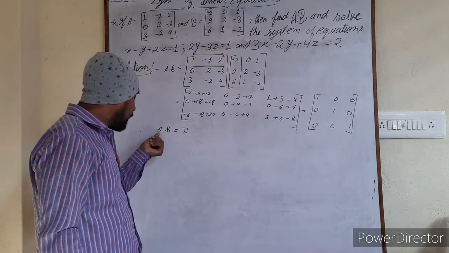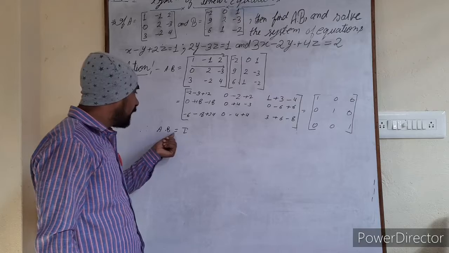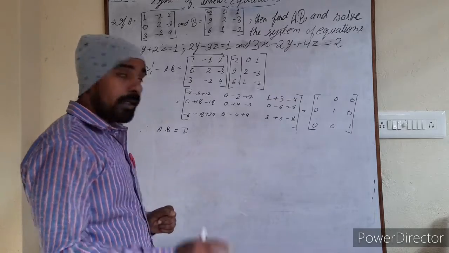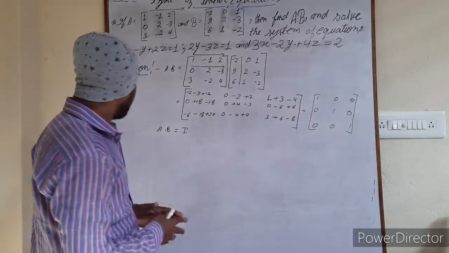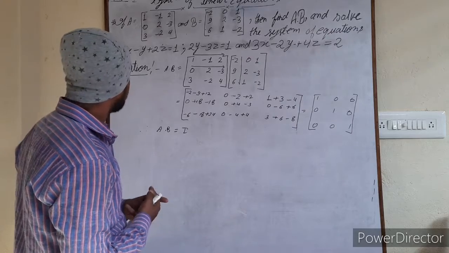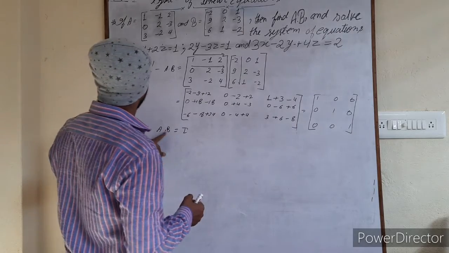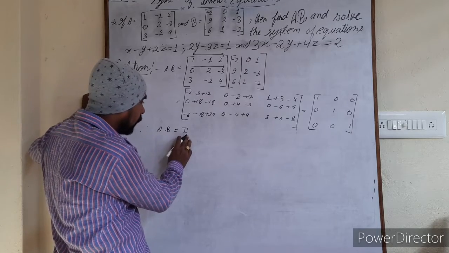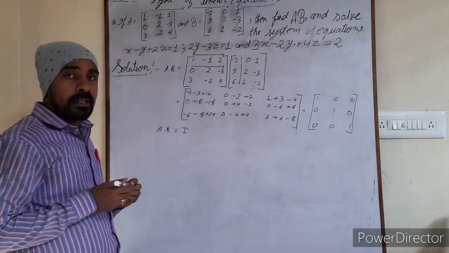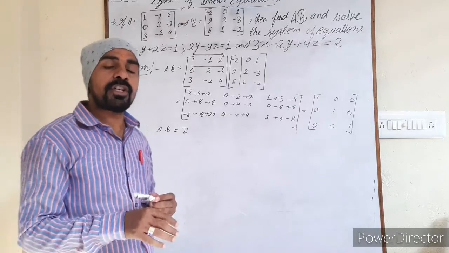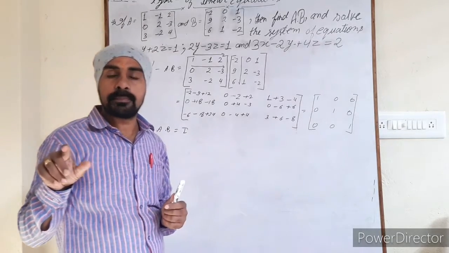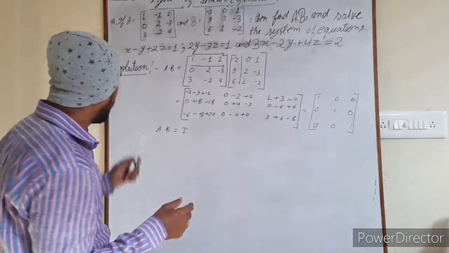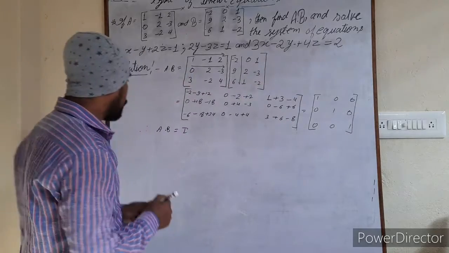So you can observe here that there is A into B is equal to I. Getting it or not? After that, if you will focus a little bit, this is A into B is equal to I. You know very well that whenever we need to find out the solution of the equation, we must have A inverse, because without A inverse we are not able to find out the solution of the given equation.